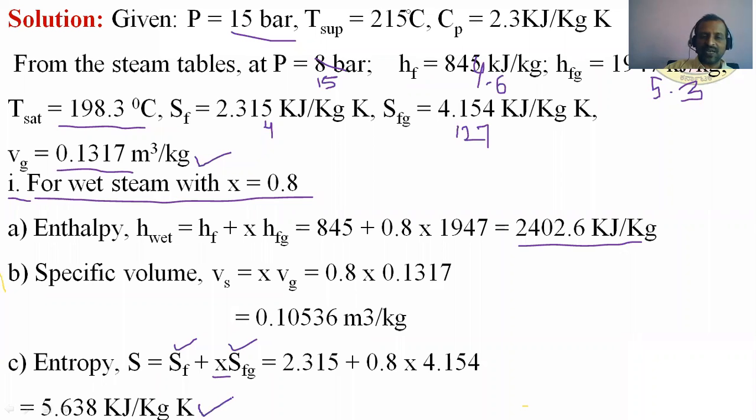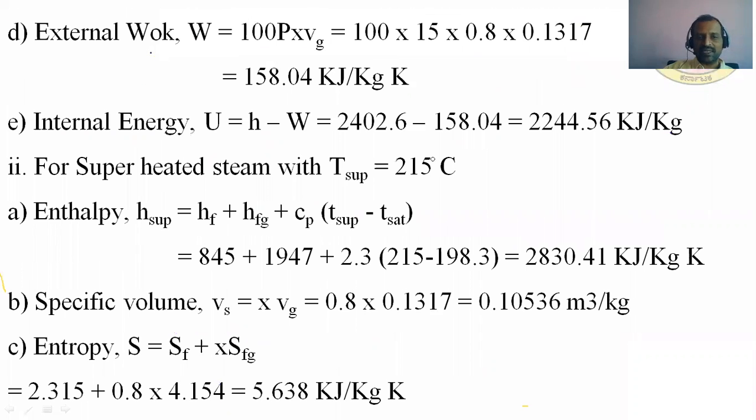This is the entropy. Similarly, external work W is equal to 100 P X VG. That is 100 into P, which is 15, into dryness fraction 0.8, into 0.1317. This is the specific volume of wet steam. So that answer will be 158.04 kilojoules per kg. This is the work done, that is the external work.